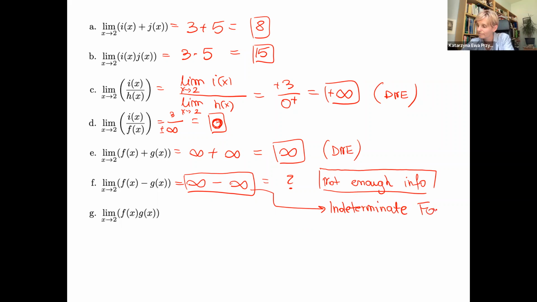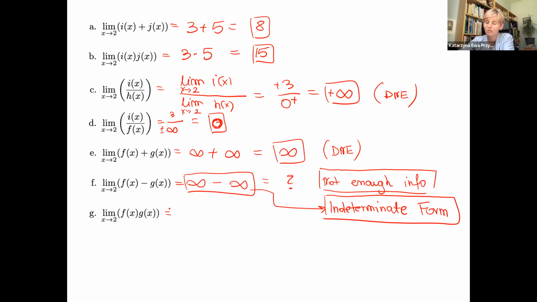indeterminate form. We have 7 indeterminate forms in mathematics. We just need more information. What is function f? What is function g? How do they behave? And then we can use, again, some algebraic manipulation or different tools of calculus. But at the moment, we don't know. We can't even say it's undefined. We just do not have enough information.